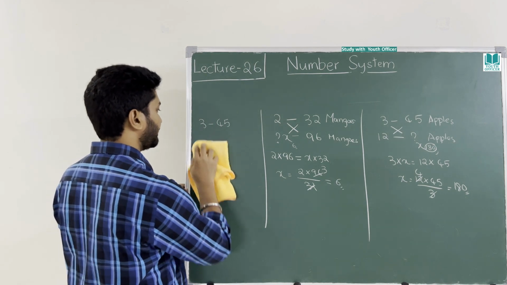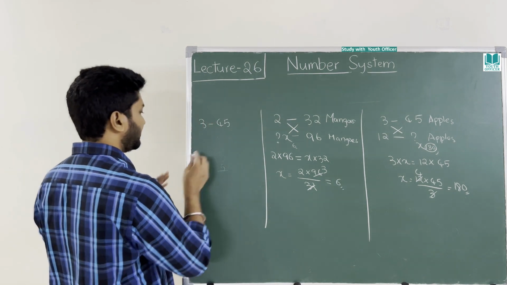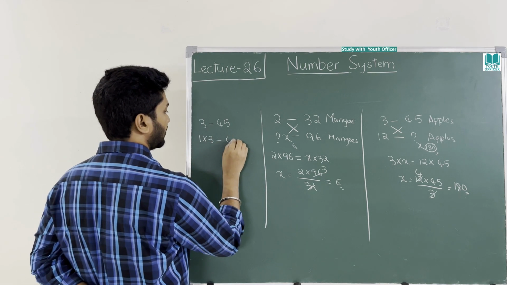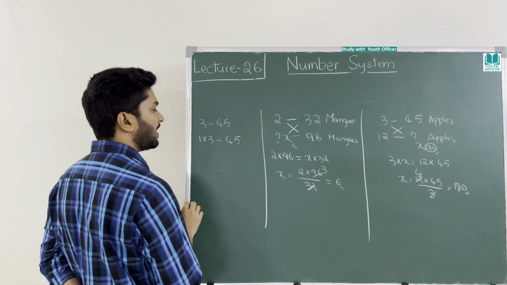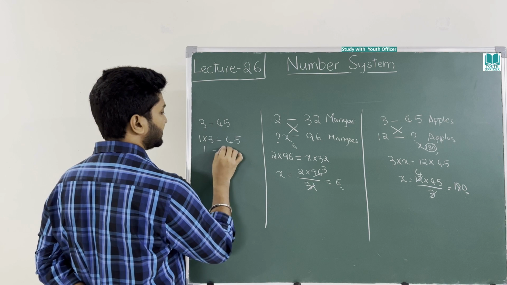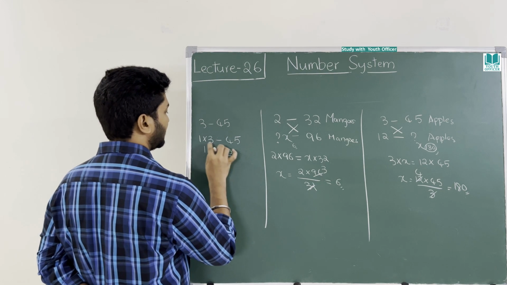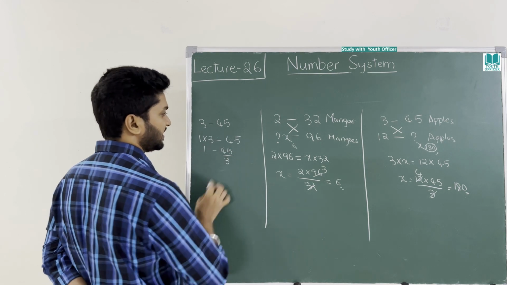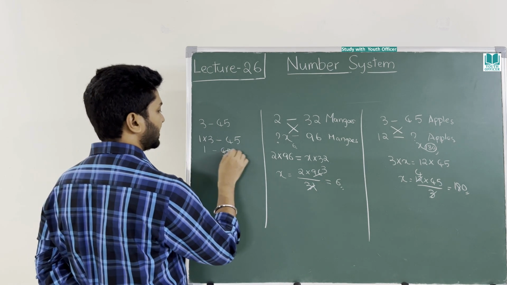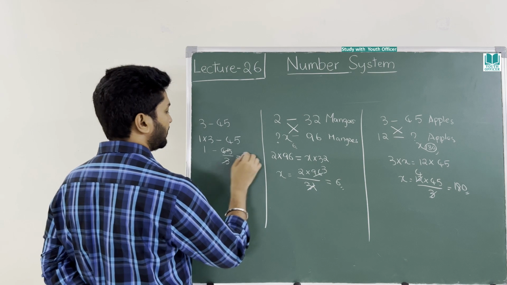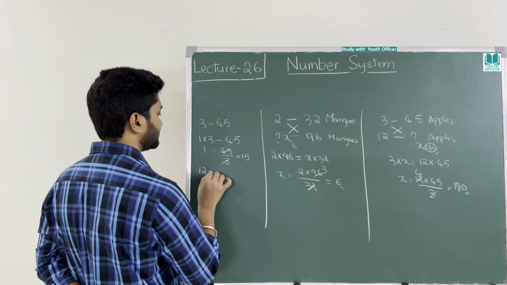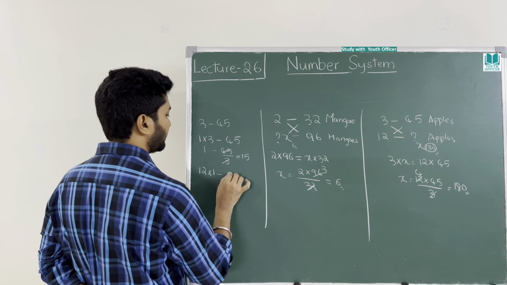I'll show you. You have to take this as 1 into 3, how many apples? 45 apples. If you want only for 1 member, you have to take 3 to the other side. It is multiplying here, it will divide on the other side. 1 member can eat 45 by 3. If you cancel it, this is 15. 1 member can eat 15 apples. 12 members can eat how many apples? You multiply both sides with 12.